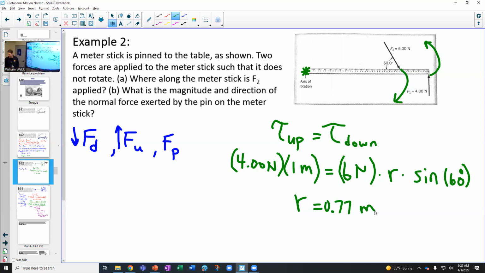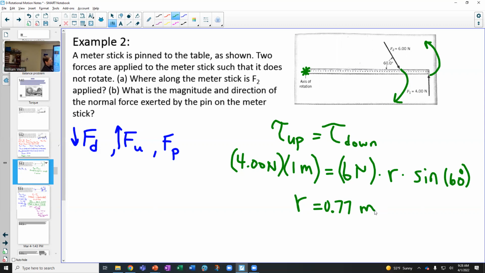Okay, I think that sounds, you got the same? It sounds familiar to me. I think that's what we got yesterday too. So that actually is part A. We're done with part A. That was fairly straightforward, but it's the first time we used any kind of angle, so I thought it might be good to walk you through that step. So A is done. The top force would be at 0.77 meters on the meter stick, and that would balance everything out. Questions on part A?